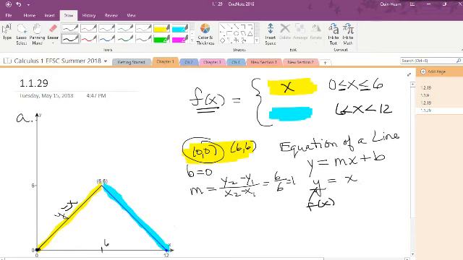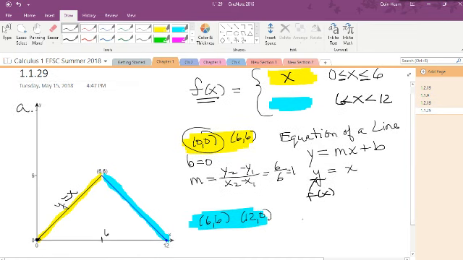All right, but now we need to figure out the blue rule. And to figure out the blue rule, we need to consider that we have the point 6, 6 and the point 12, 0. And we need to find an equation of that line.